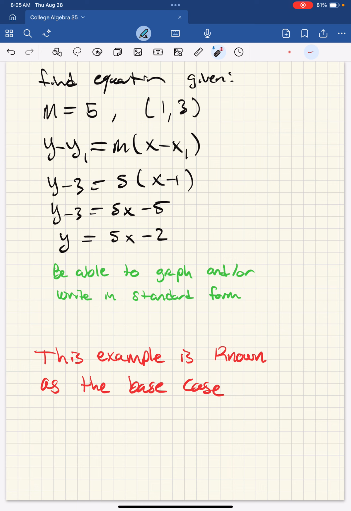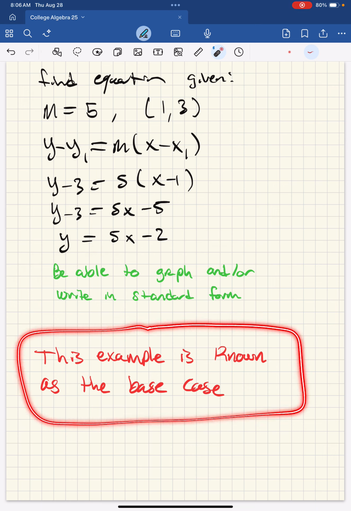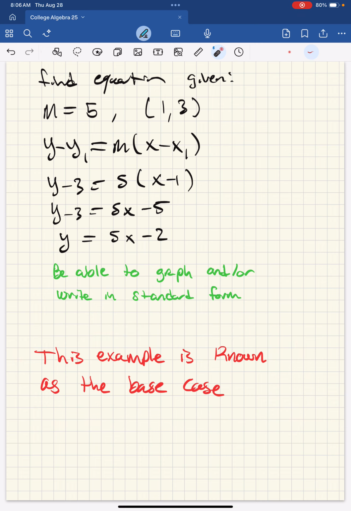Okay, same set of instructions. We're going to find the equation, but this time we're given a slope and a point that is not the y-intercept. So we need to use point-slope form and substitute in 5 for m, 1 for x1, 3 for y1. And let's simplify down to slope-intercept form. And let's just make sure that we're able to graph and write in standard form if necessary. And then we're going to refer to this example as the base case, because these subsequent cases all revert back to this procedure.